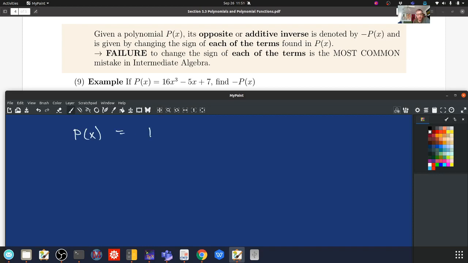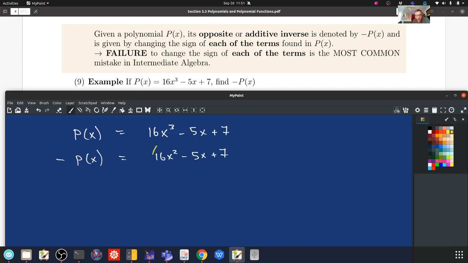That's going to be equal to 16x cubed minus 5x plus 7. Then minus P(x) is found by taking P(x), and here's the point that you're going to want to be lazy about.